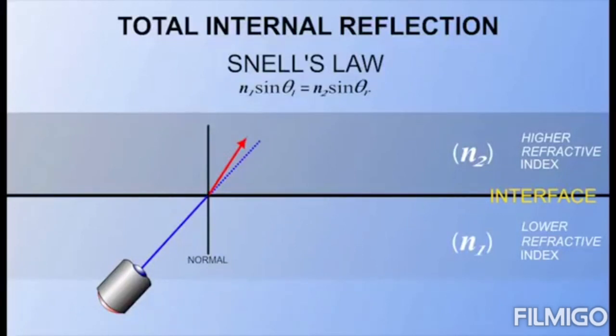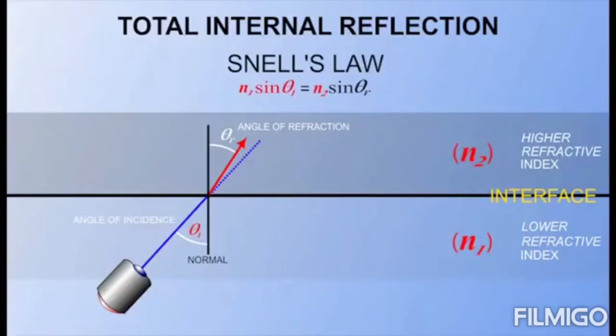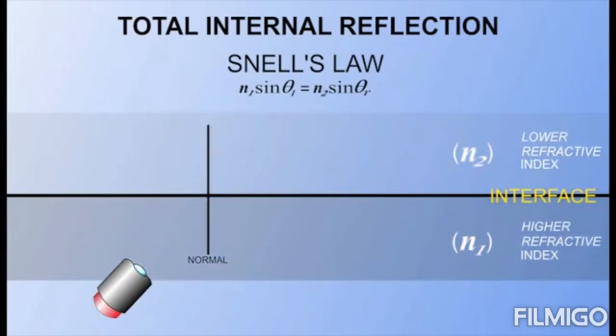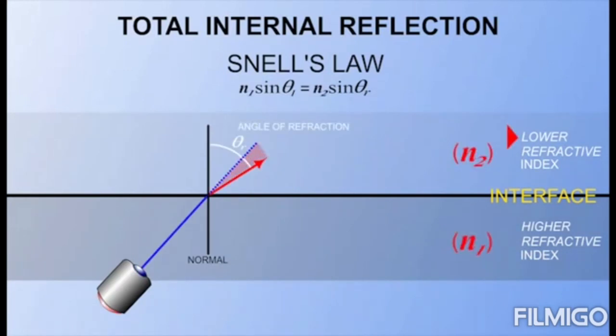The angle at which the light hits the interface is referred to as the angle of incidence. The angle at which the light propagates through the new medium is called the angle of refraction. By placing the known values into Snell's formula, the degree of refraction can be determined. Snell's law states that if the refractive index of the second medium is greater than that of the first, the angle of refraction is smaller than the angle of incidence. Conversely, if the refractive index of the second medium is smaller than that of the first, the angle of refraction is greater than the angle of incidence.